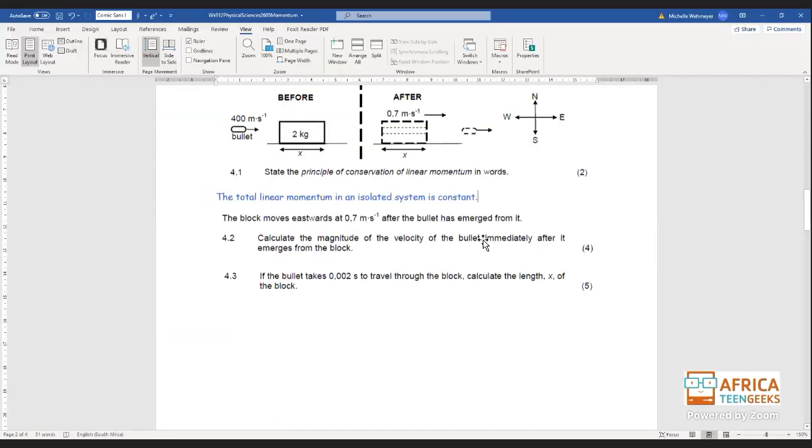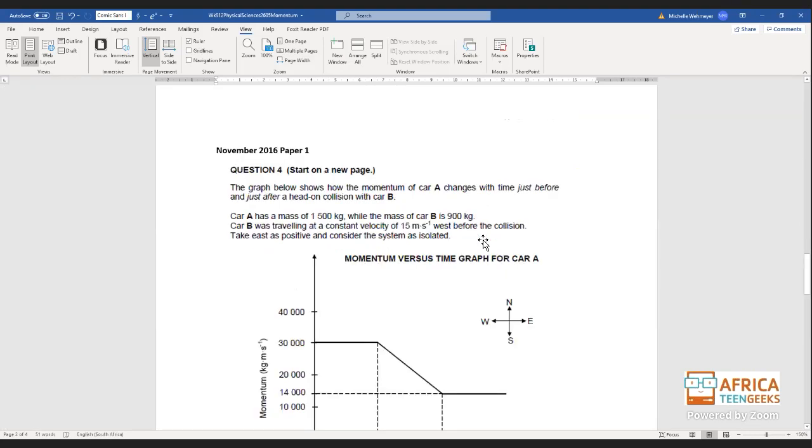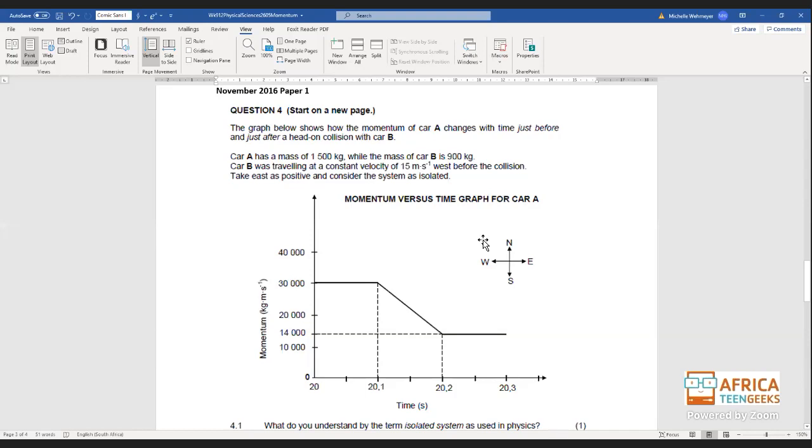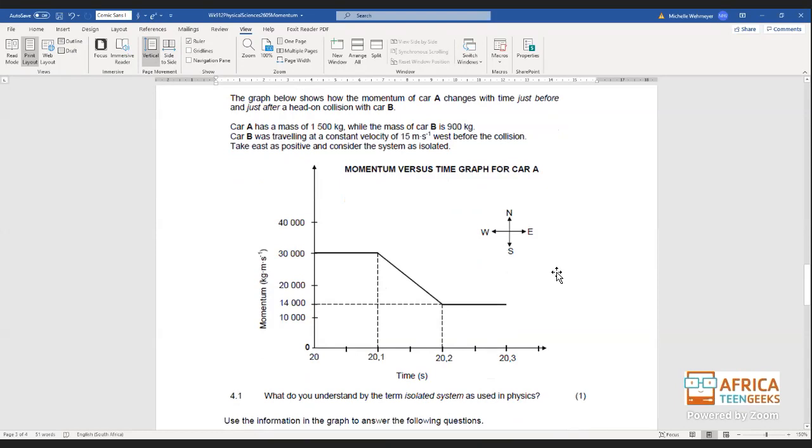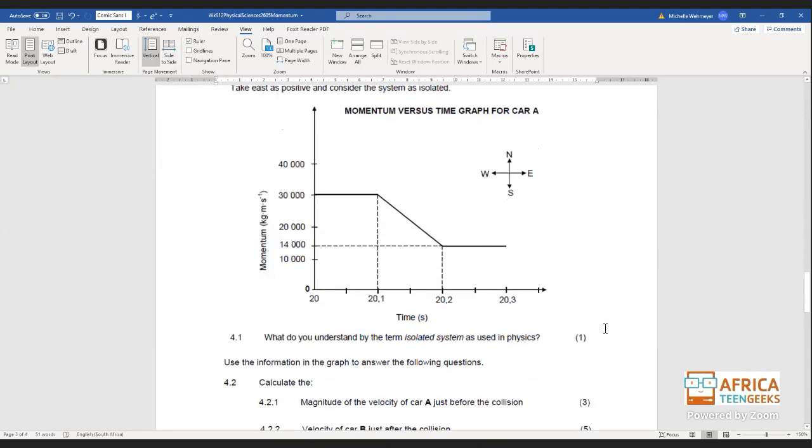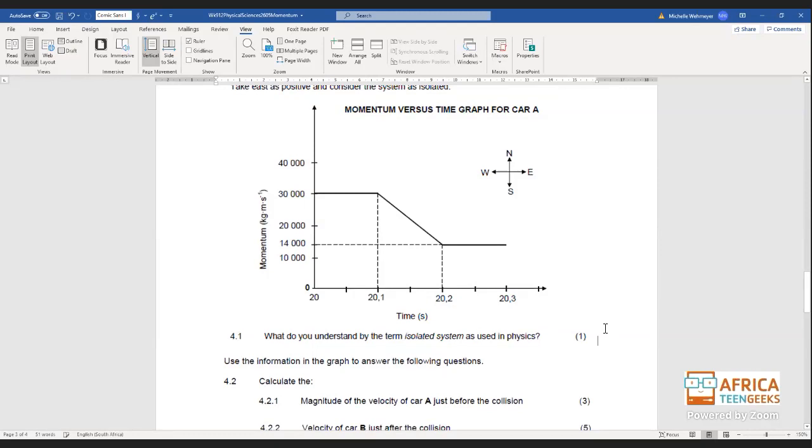Then November 2016 paper 1, they tell you the graph below shows how the momentum of car A changes with time just before and just after a head-on collision with car B. So car A has a mass of 1,500 kilograms, while the mass of car B is 900 kilograms. Car B was traveling at a constant velocity of 15 meters per second west before the collision. Take east as positive and consider the system as isolated. Then question 4.1, they say, what do you understand under the term isolated system as used in physics?